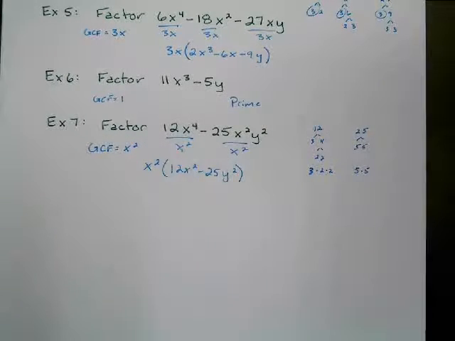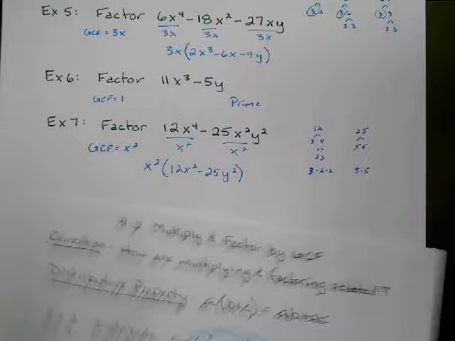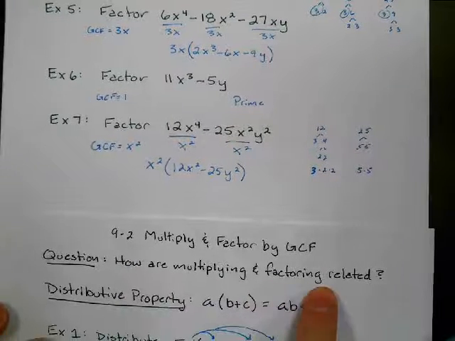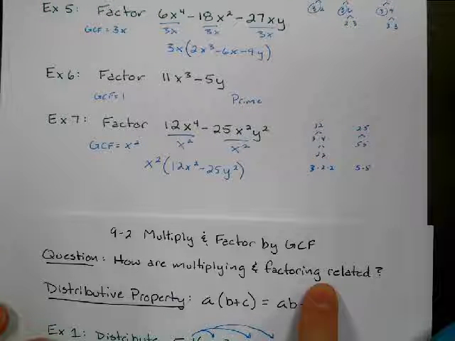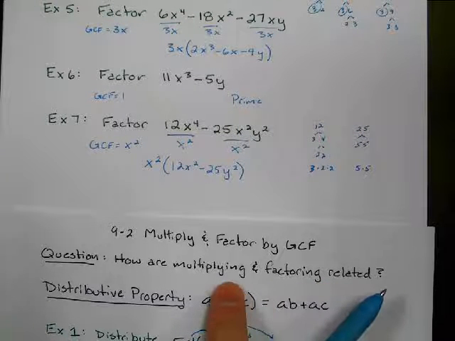All right, that is all we have. Remember, you're supposed to answer the question, how are multiplying and factoring related? So hopefully you see how multiplying, or the distributive property, and factoring, how they're related to each other.